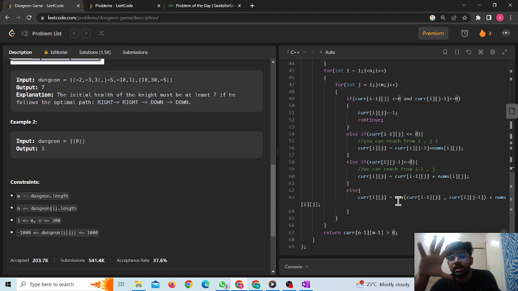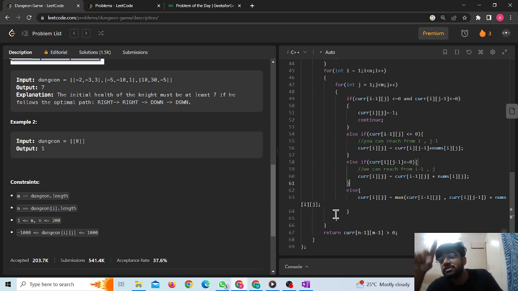However, if current of i minus 1 comma j is a negative value, it simply means that current of i comma j minus 1 is a positive value. It means at i comma j I will be able to reach i comma j minus 1, and then we will be adding nums of i comma j. In a similar fashion we are doing this also. And if both are positive, we are taking the maximum of i minus 1 comma j and i comma j minus 1, and then we are adding nums of i comma j to it.